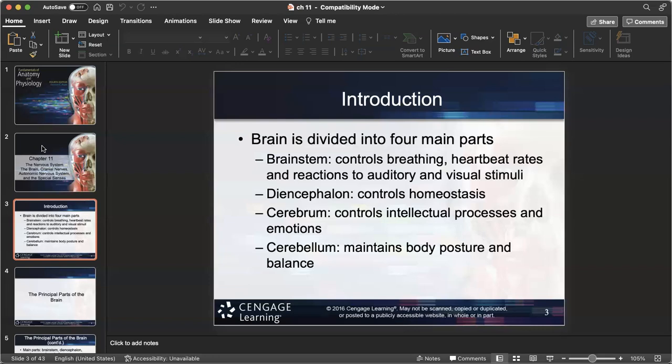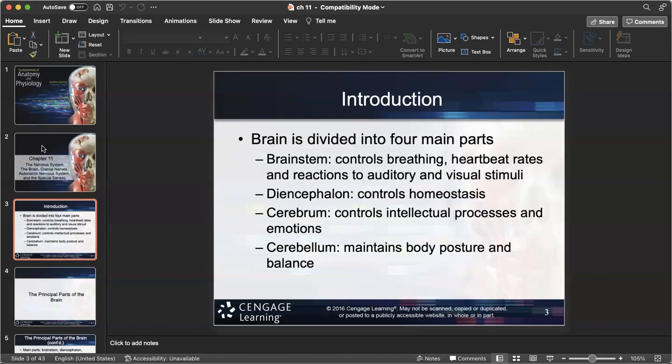That leaves us with the diencephalon. The diencephalon is home to some structures we've talked about already, especially in the endocrinology unit. So the diencephalon will include the hypothalamus. Also located in the diencephalon is the thalamus. The diencephalon is really important in maintaining homeostasis.